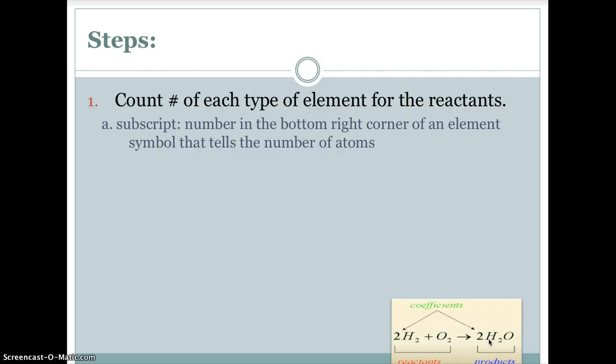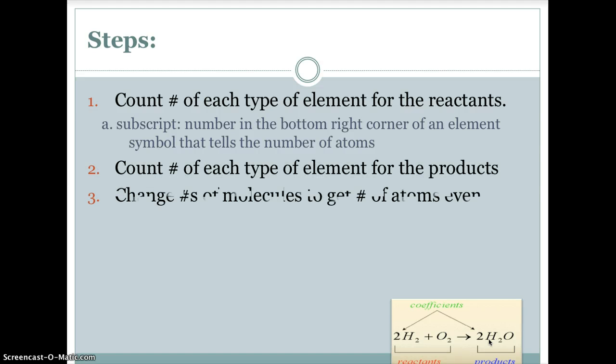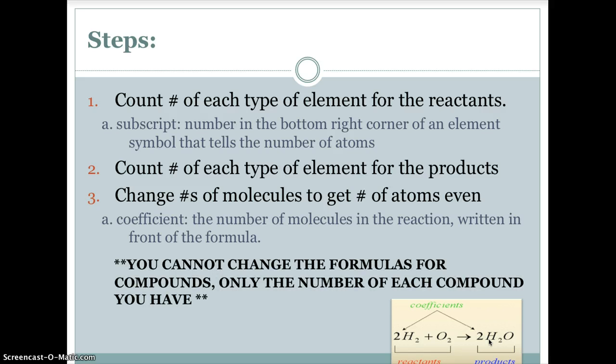And so your steps to balancing your reaction is you are going to count the number of each type of element for the reactants. And we are going to use subscripts for that. Subscripts are the numbers that you put in for the formulas, and those subscripts tell you how many of everything you have. If the number is 1, then you won't see a number written there, because remember, we don't write ones most of the time. Then you do the same thing on the product side.